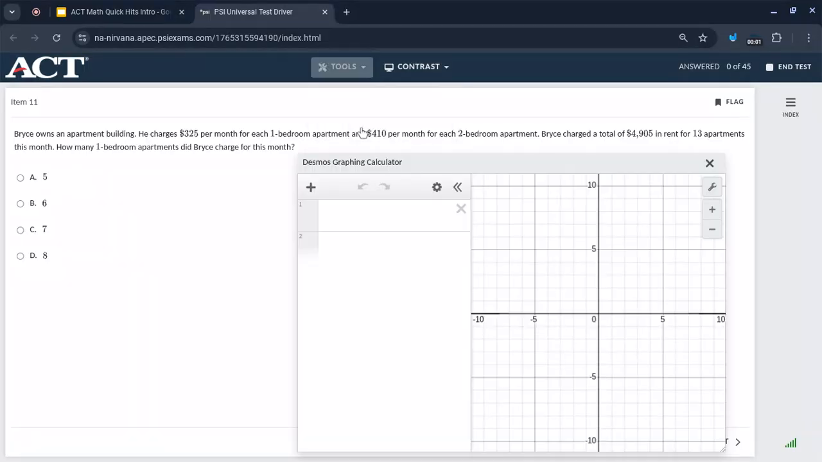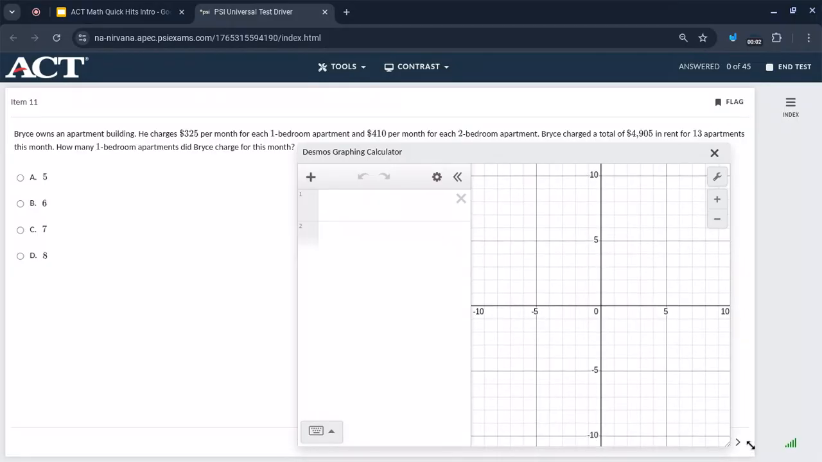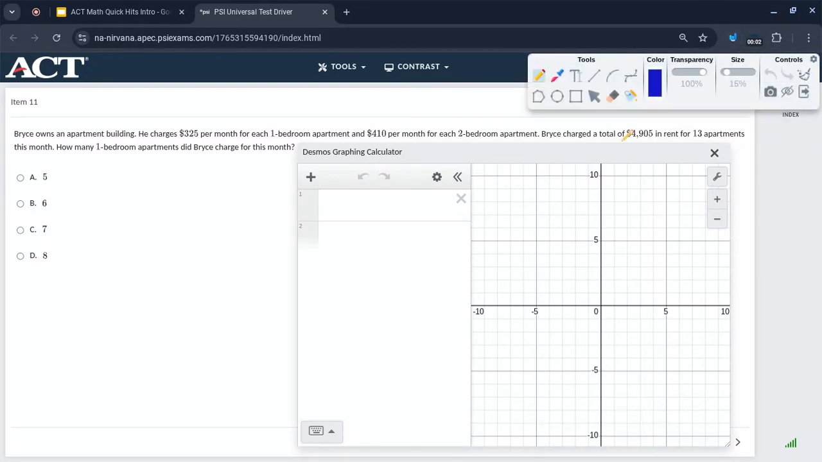Let's grab our Desmos graphing calculator because, like I said, this is going to be very, very helpful for this one. It's going to make it really, really easy once we get everything set up. So what we're going to need is variables, right? We need an X and a Y. We're going to create a graph for this, and we're going to create this graph in standard form. So let me pull up the drawing tool here. What we'll do is we will call the one-bedroom apartments X. We'll call the two-bedroom apartments Y.